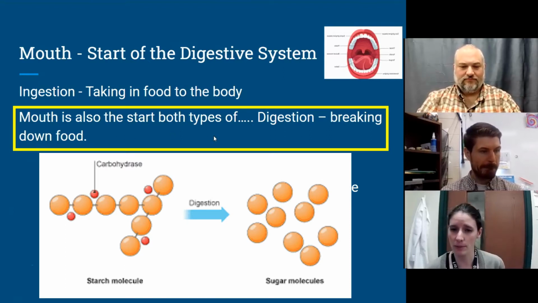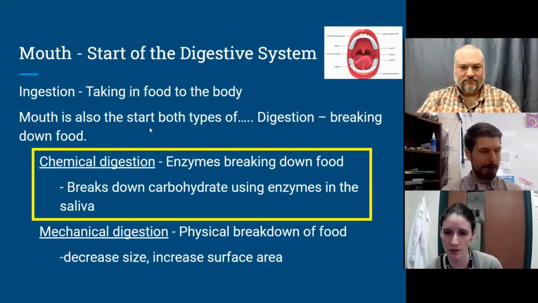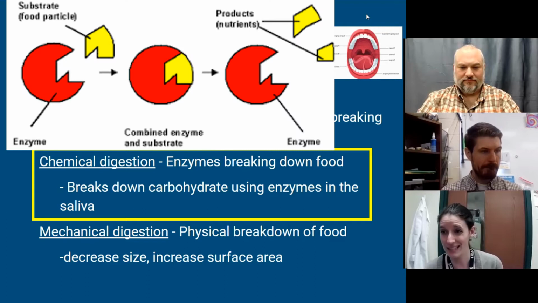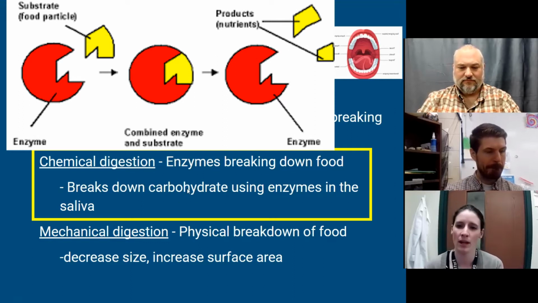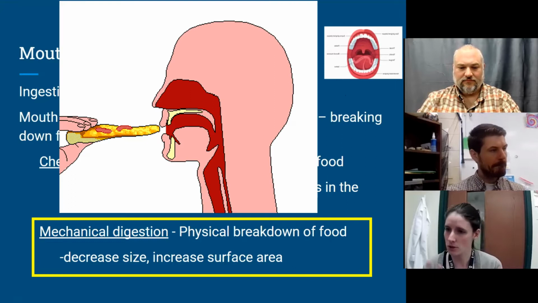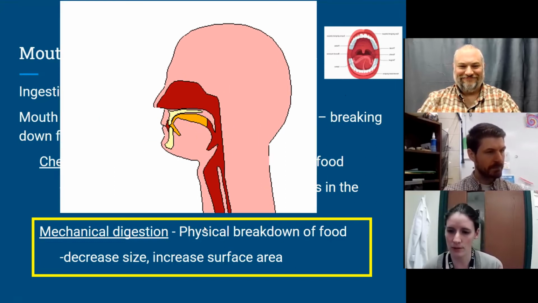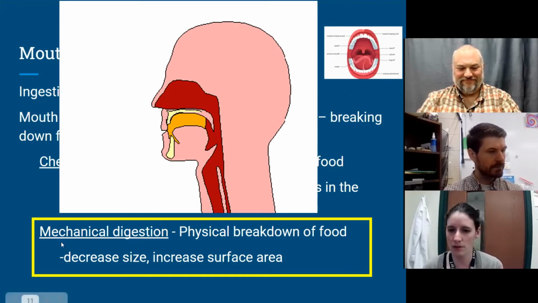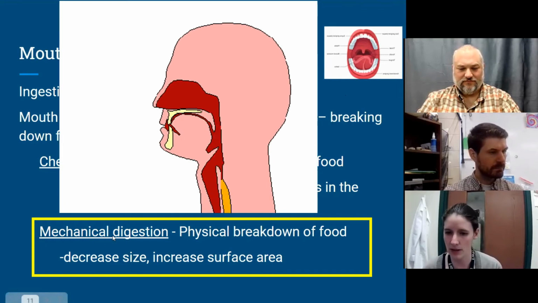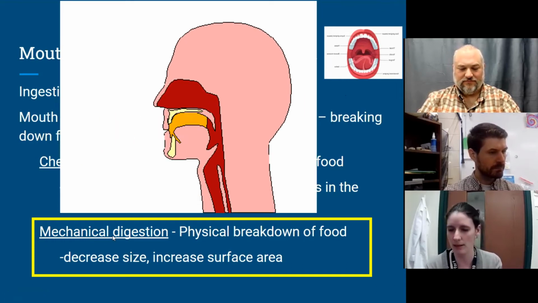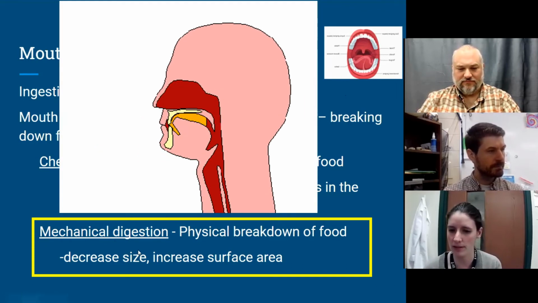And as we mentioned a little bit last time, we've got two forms of digestion. Chemical digestion is when we have enzymes breaking down the food. So in your mouth, your saliva has enzymes in it to help break down carbohydrates. And of course, you're also hopefully chewing your food to break that down into some smaller pieces. This would be considered mechanical digestion, where you're physically breaking the food down into smaller and smaller pieces.